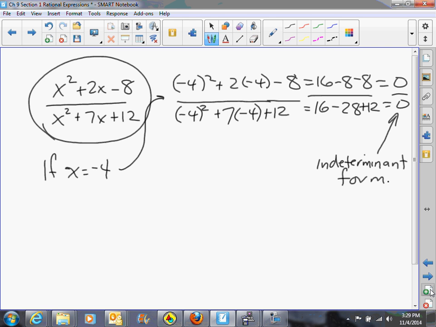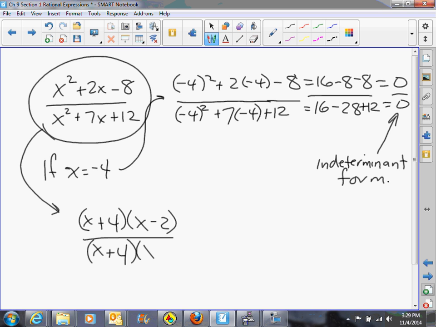Now, if you look at this algebraic rational expression, it actually factors in the numerator into x plus 4 times x minus 2, and the denominator factors into x plus 4 times x plus 3. Notice that x plus 4 is a factor of the numerator, and x plus 4 is a factor of the denominator. Because of that, our rules say that we can cancel those common factors out. The only problem is that when you do that, you get x minus 2 over x plus 3.